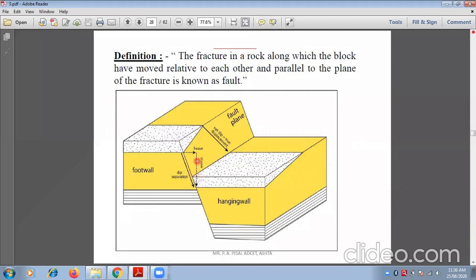Now here, when you zoom this diagram, you can recognize the word written as throw. Throw means the vertical displacement between two rock blocks. The exact distance by which these two blocks are displaced, that exact vertical distance is considered as a throw. So here in the faulting, the displacement is in how many directions?